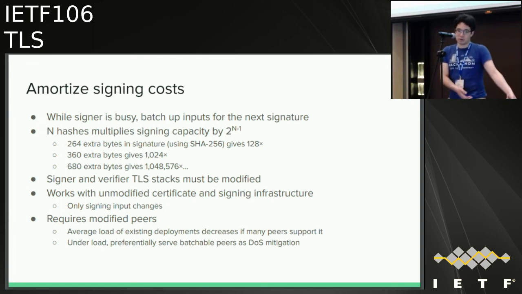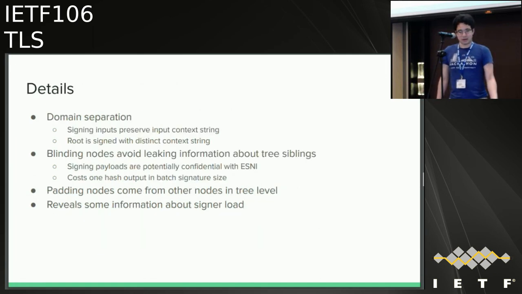If you have an existing deployment, then you can still get some benefits here because the average load will decrease if many peers support it. And under load, when you're doing DDoS and have to decide which requests to throw away, you can preferentially serve the batchable ones since they're much cheaper. And I've been intentionally saying peers throughout because this applies symmetrically on client or server, although usually the DoS concerns are on the server side.